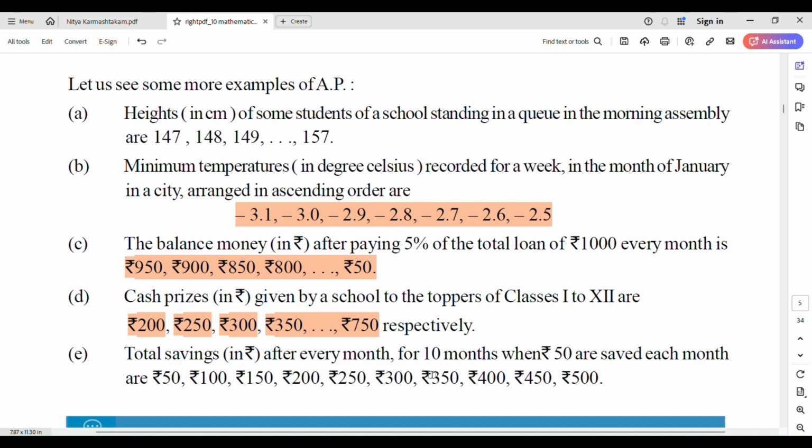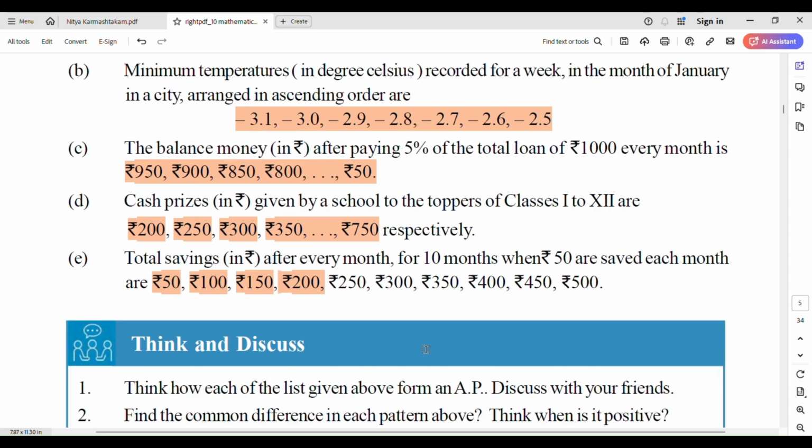Total savings after every month for 10 months, when rupees 50 are saved each month, are like this. First month I saved 50 rupees. Next month, 50 plus 50, that is 100. Next month total savings are 150, then 200. So every month I'm adding 50 rupees along with the previous total, and this is what the numbers are. They are in arithmetic progression. If you see, the common difference everywhere is 50, right? So everywhere you have to check the common difference. That is the most important point.